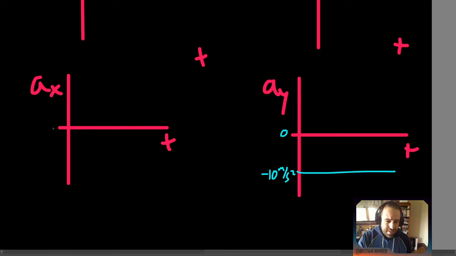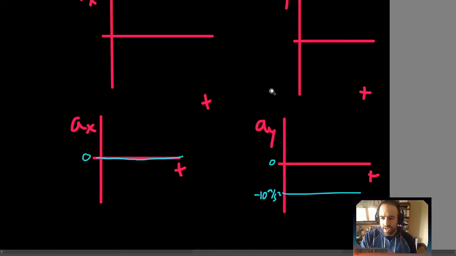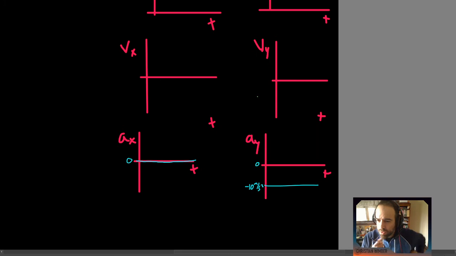On the x-axis, horizontally, it's even simpler. There's nothing accelerating it. It's just going to be a nice constant 0 acceleration. So I wouldn't expect to see anything there. Now, velocity-wise, this is going to get a little bit trickier.